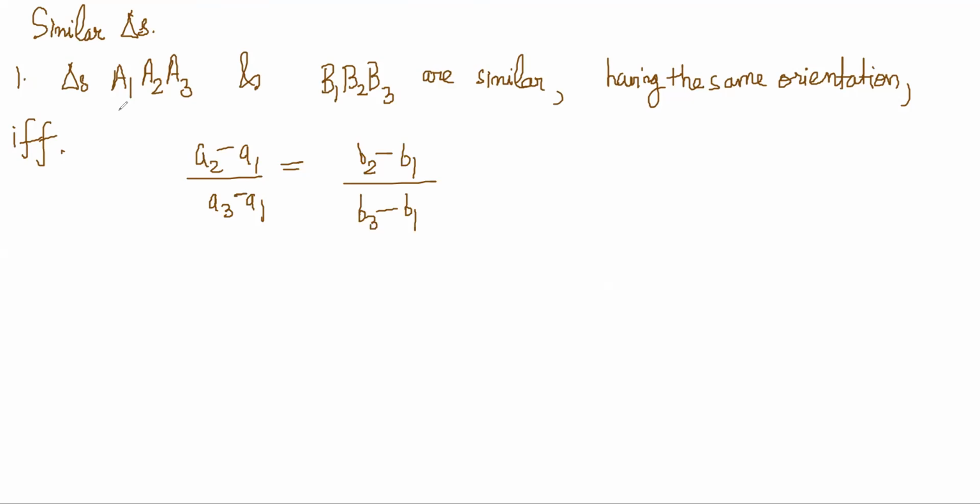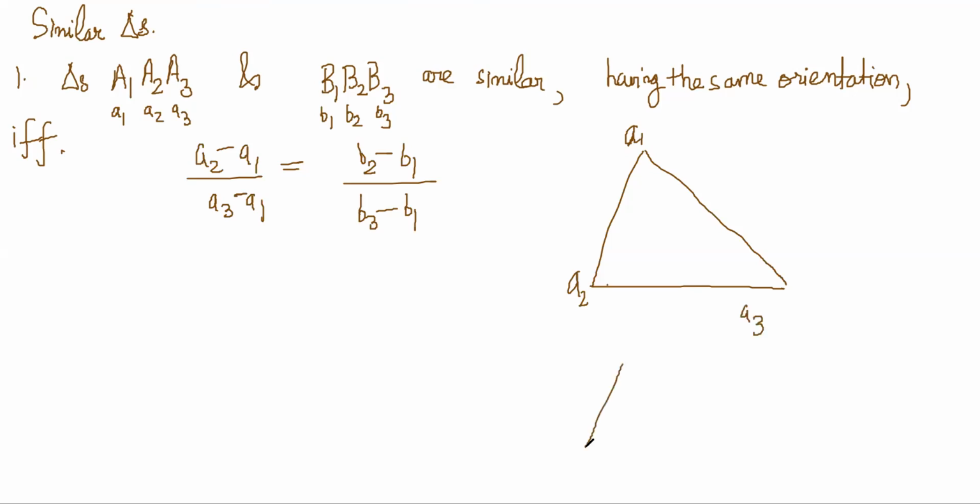This point is, say, A1, A2, A3. This is B1, B2, B3. So we have one triangle like this, A1, A2, A3, and one other triangle like this, B1, B2, B3. Now, what does it mean to be similar?